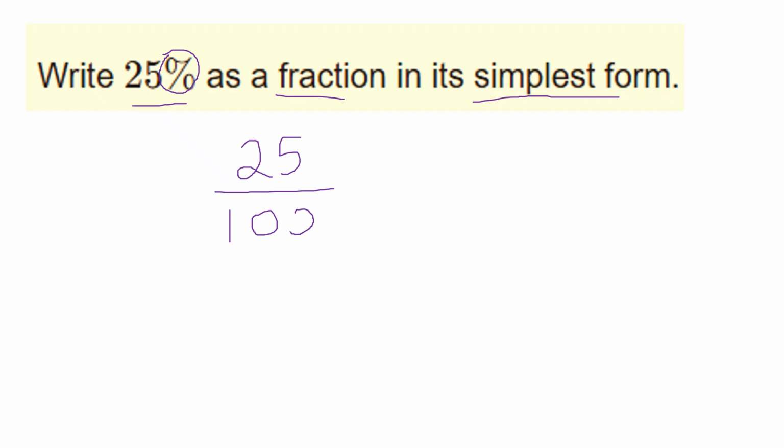Now, this is a fraction that can be simplified. I can divide top and bottom by 5 because it ends in a 5 and a 0. So dividing the top by 5, we get 5. Dividing the bottom by 5, we get 20, okay?